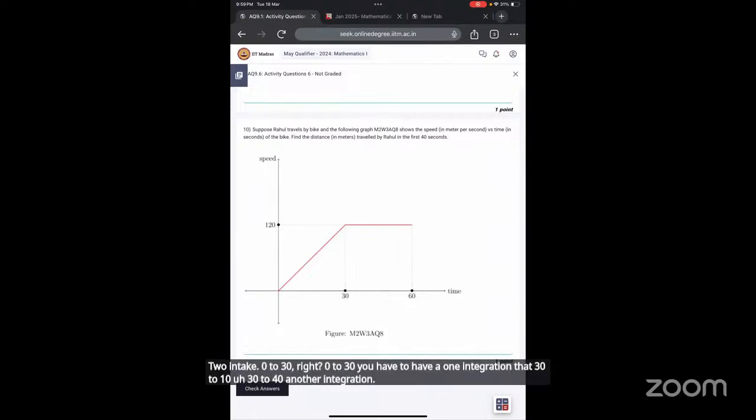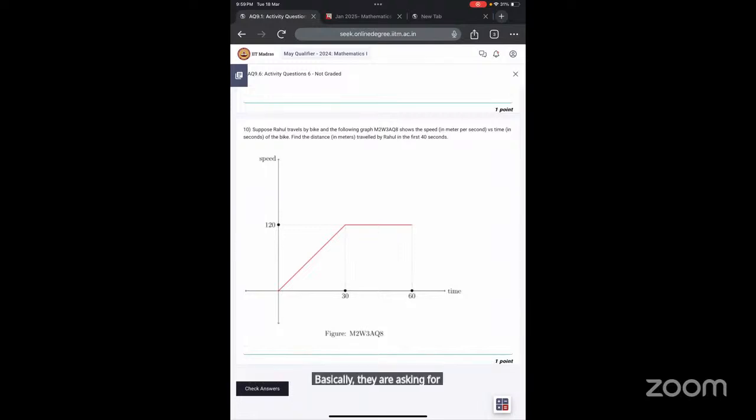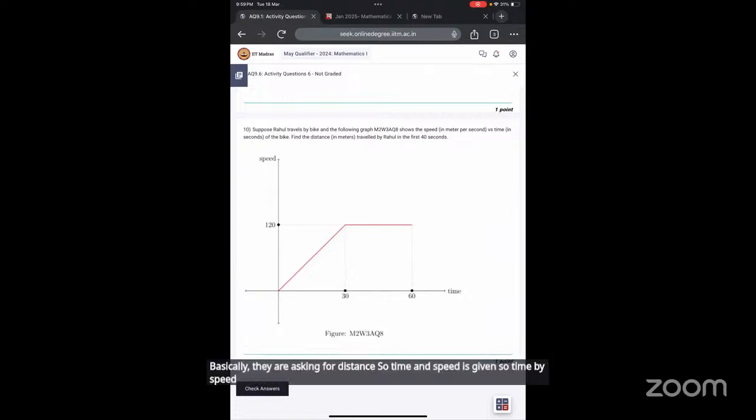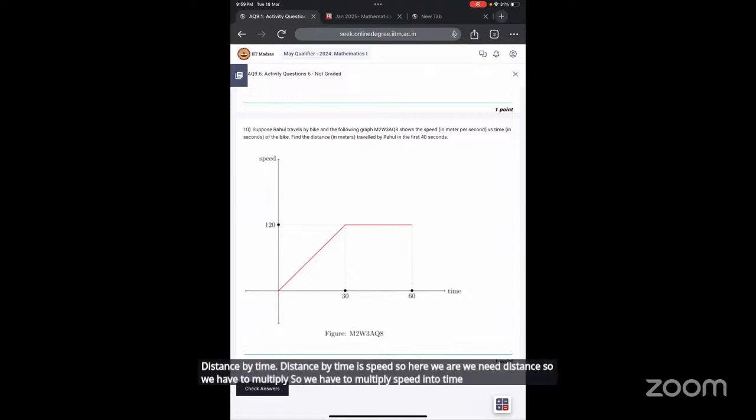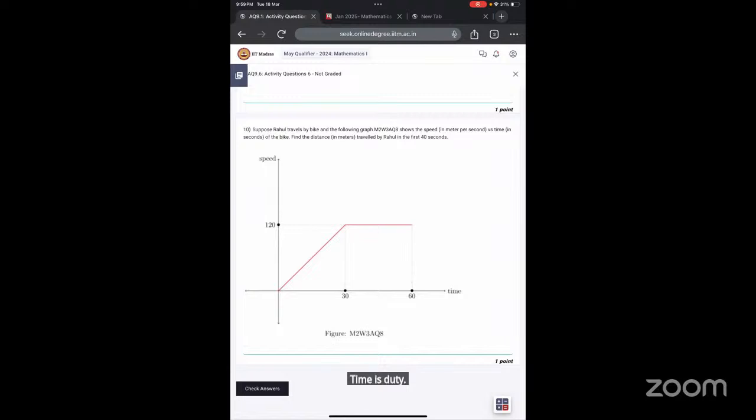Basically, they are asking for distance. Yes. So time and speed are given. Speed into time will give distance; distance by time will give speed. So here we need distance, so we have to multiply speed into time. You will get distance, that is, the integral of speed with respect to time, dt. So you have to calculate the area under the curve with respect to t.